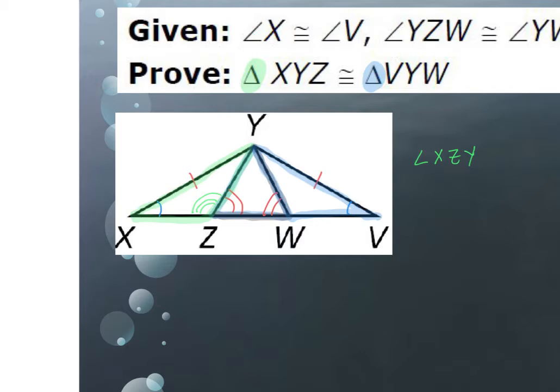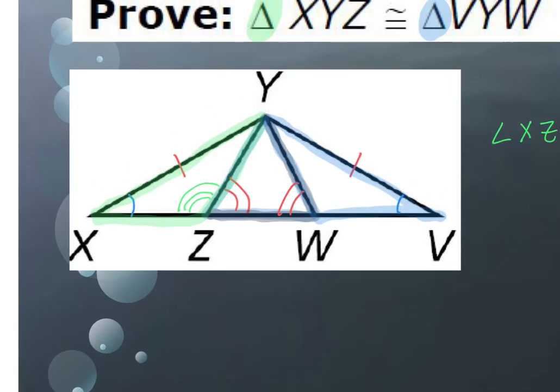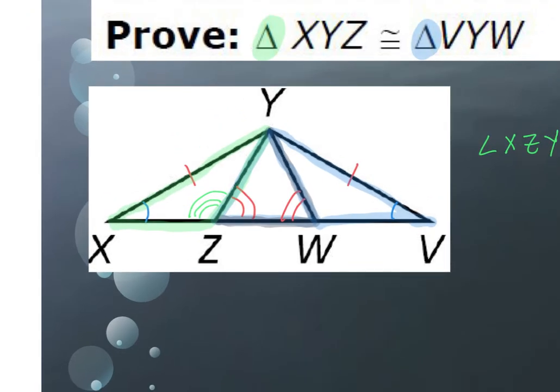Do we know anything about the triangle in the middle? Let's look at it a different way. Do we know anything about the triangle YZW? Marcos, what do we know? Its base angles are congruent. Its base angles are congruent. So what kind of triangle does it have to be?